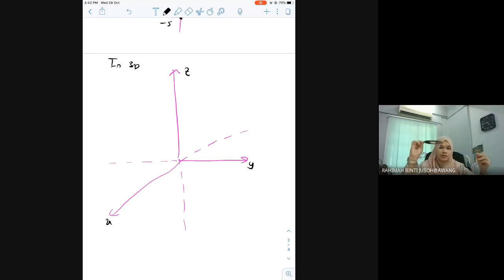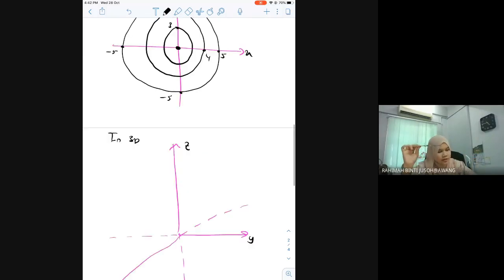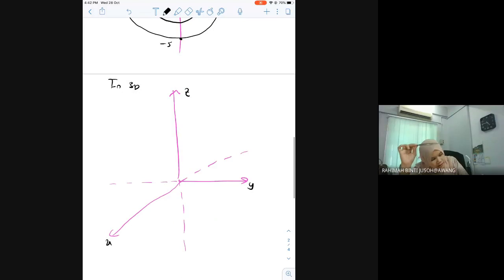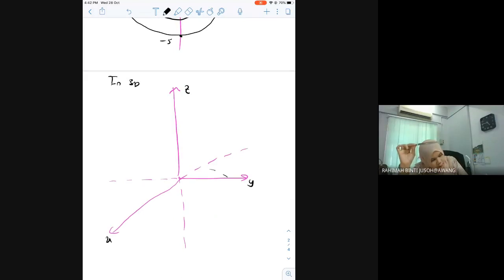Okay, so in 2D like this, view from above you nampak bentuk macam ni. Tapi from the front, bila 3D, kita akan jadikan dia CD dia macam ni. Melintang macam ni. Okay? So you will have something looks like this. When k equals to 0, we have the biggest circle. Okay? With radius 5. Right here 5, right here negative 5.